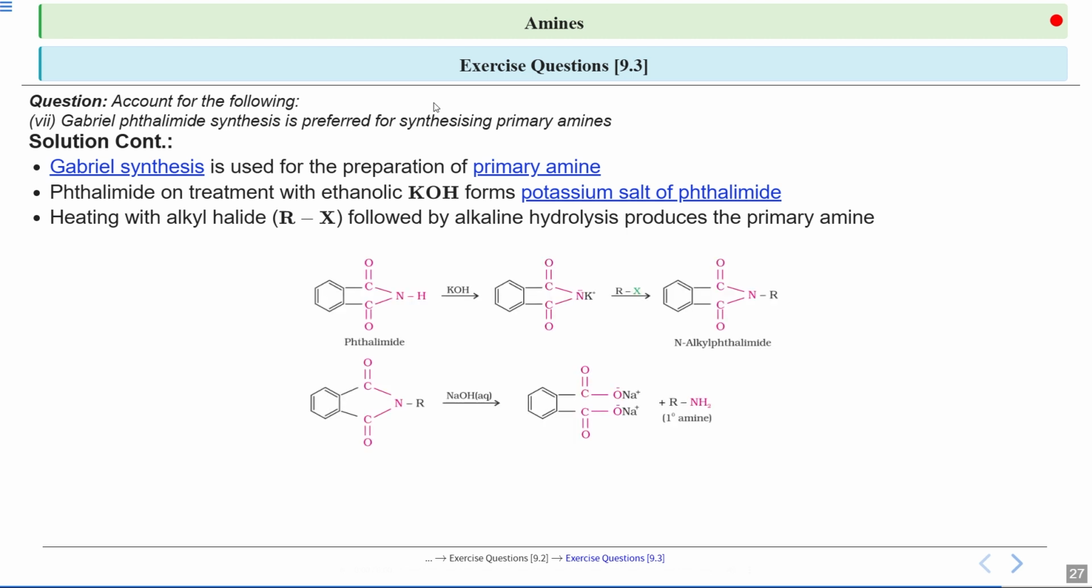So if we look at this reaction, we have a phthalimide when it reacted with KOH. Okay, so you will see we'll get a potassium salt of phthalimide, and when we are further heating it with alkyl halide, okay, we get an N-alkyl phthalimide. Okay, and in this case you will see here we have an alkyl phthalimide. When we react it with NaOH, okay, then we will get a primary amine, which is RNH2. Okay.